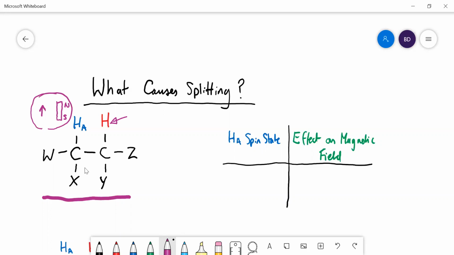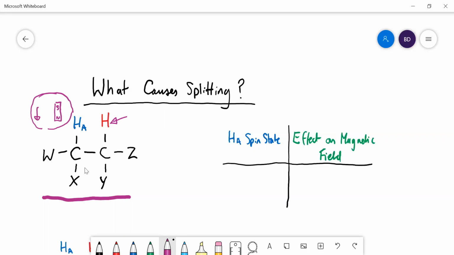Now you can imagine if HA had the opposite spin to that. If it had downspin, the magnet would be the other way round. We'd have south at the top there and north there. So that would be in the opposite direction to the external field, and that would make the field a tiny little bit weaker.